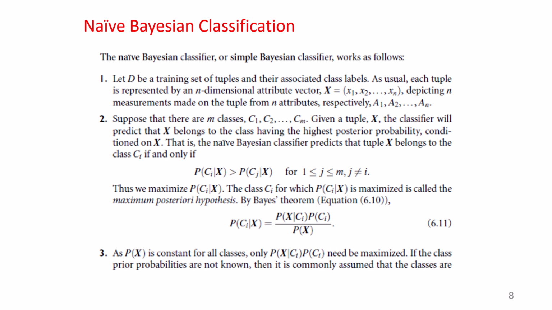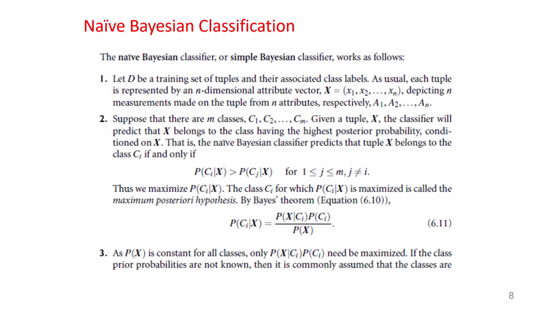Given a tuple X, the classifier will predict that X belongs to the class having the highest posterior probability conditioned on X. That is, a Bayesian classifier predicts that tuple X belongs to the class Ci if and only if the probability of Ci given X is greater than the probability of Cj given X, for 1 less than or equal to j less than or equal to m, j not equal to i. Then we can maximize the probability of Ci given X. The class Ci for which the probability of Ci given X is maximized is called the maximum posteriori hypothesis.